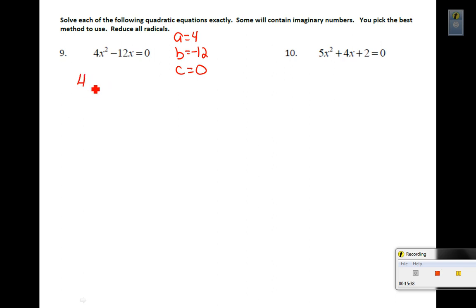I'm going to factor out a 4x, which leaves an x minus 3. Set that piece equal to 0 and get 0. Set that piece equal to 0 and get 3. And then you got it. What you want to be able to do is get these answers and make sure they're correct, but get them as fast as you can. On number 10, peek at that one for just a second and see what you think.